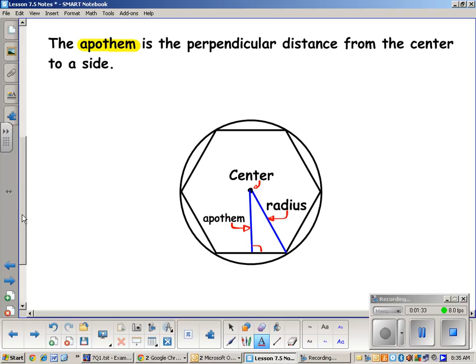But the apothem is the perpendicular line from the center to one of the sides. That's where the apothem is going to be. Which is longer in this blue triangle, the apothem or the radius? The radius. It's the hypotenuse, right? It's going to be opposite this 90-degree angle, making it the hypotenuse.